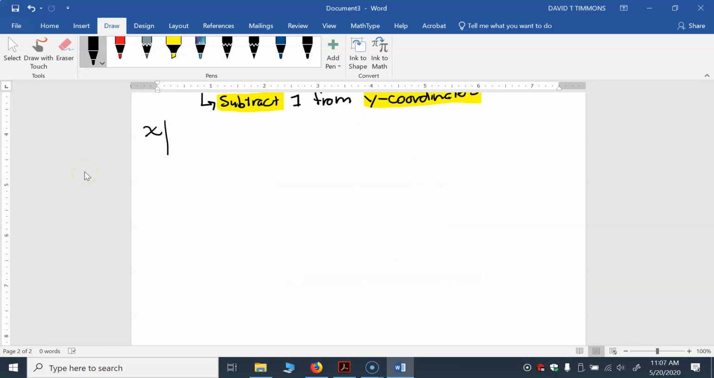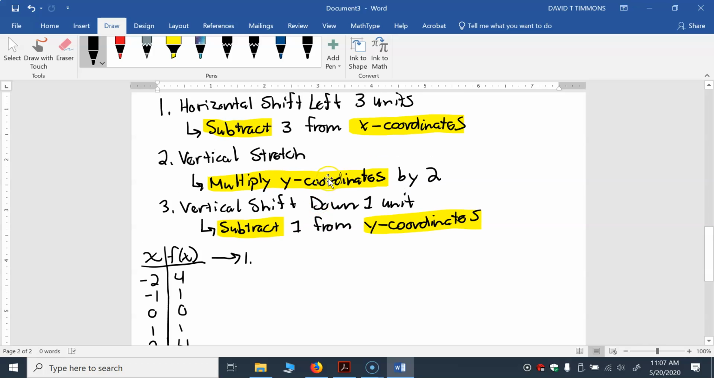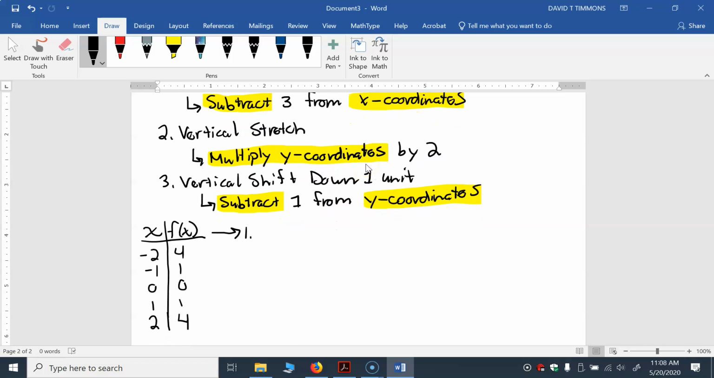So as always, we'll start with the coordinates of the base function, which in this case is the x squared function. So we can have our 5 typical x values. We square them, right? 4, 1, 0, 1, 4. And now the first transformation, let's just take a quick look. Right? Horizontal shift left 3 units. We'll subtract 3 from the x coordinates. So I'll just call this, maybe I'll call this h of x for this step. Right, so notice we're not changing y, so I'll copy over those values. But we'll subtract 3 from the x column, right? Minus 5, minus 4, minus 3, minus 2, and minus 1.